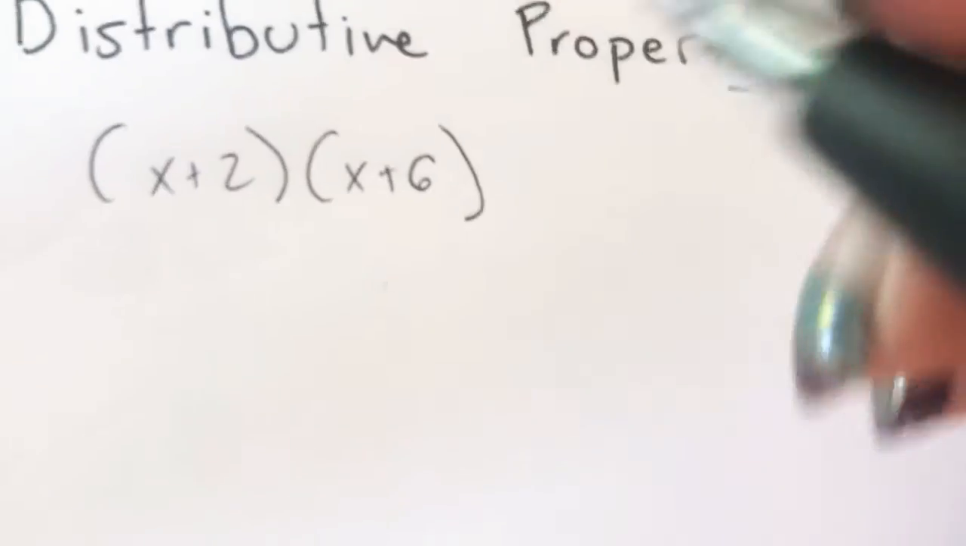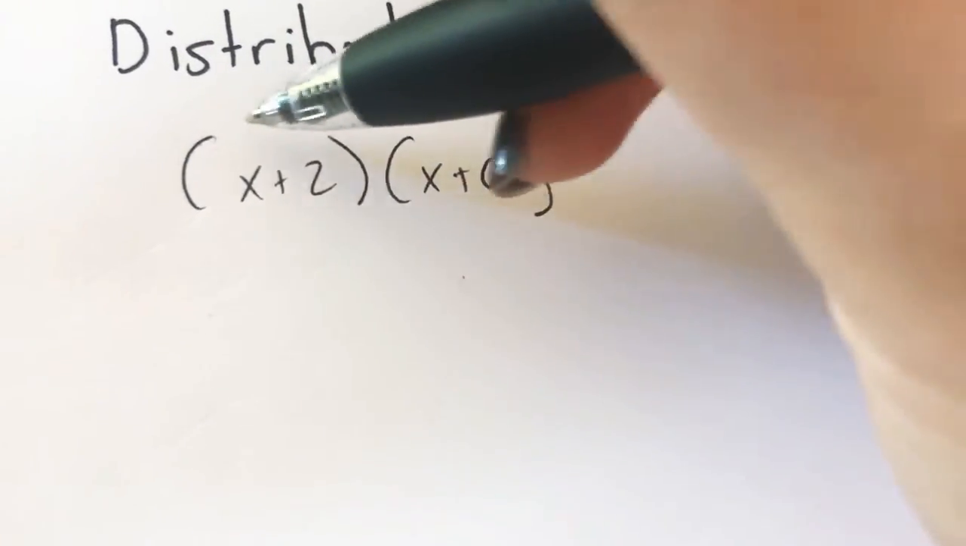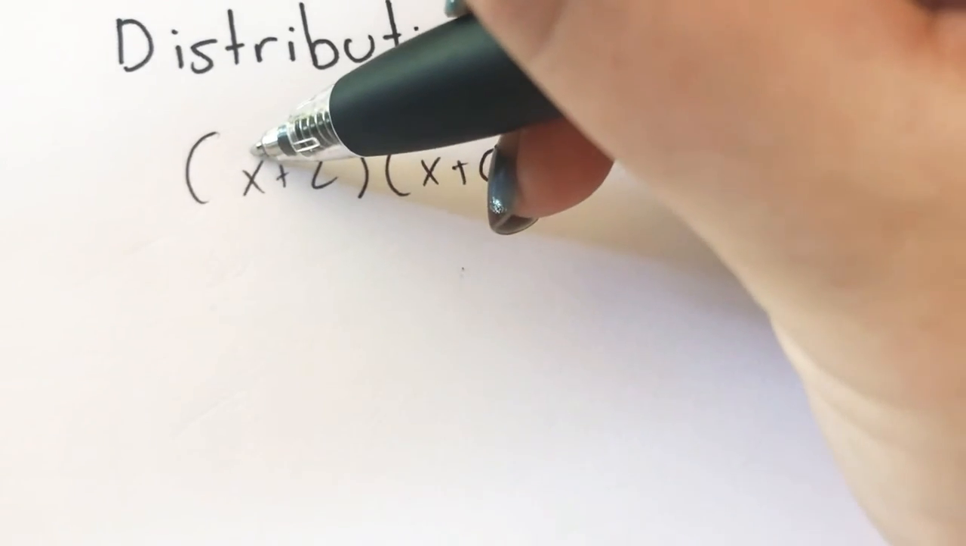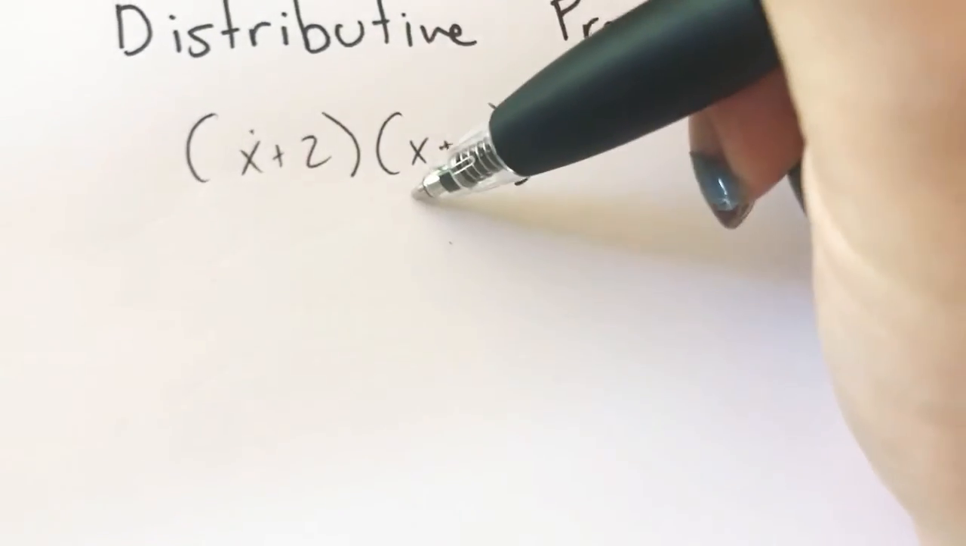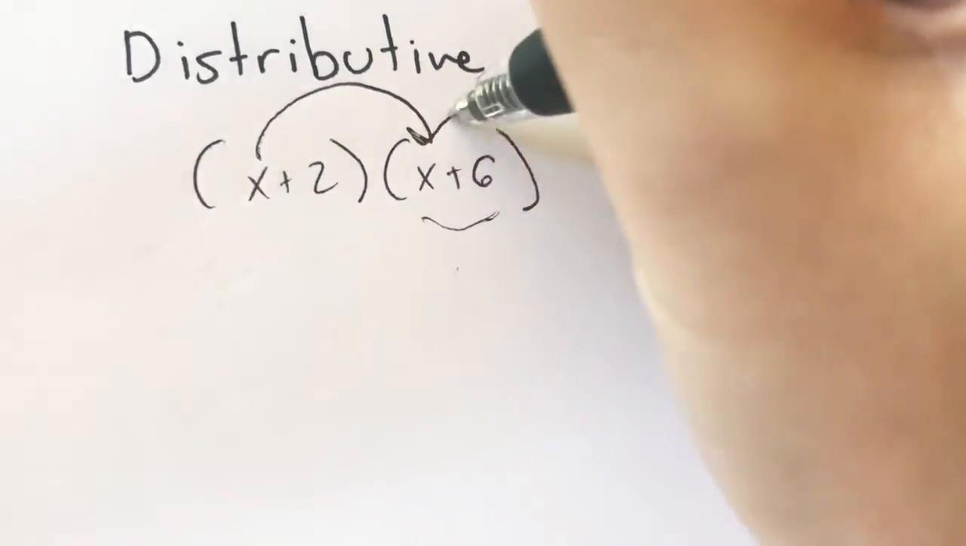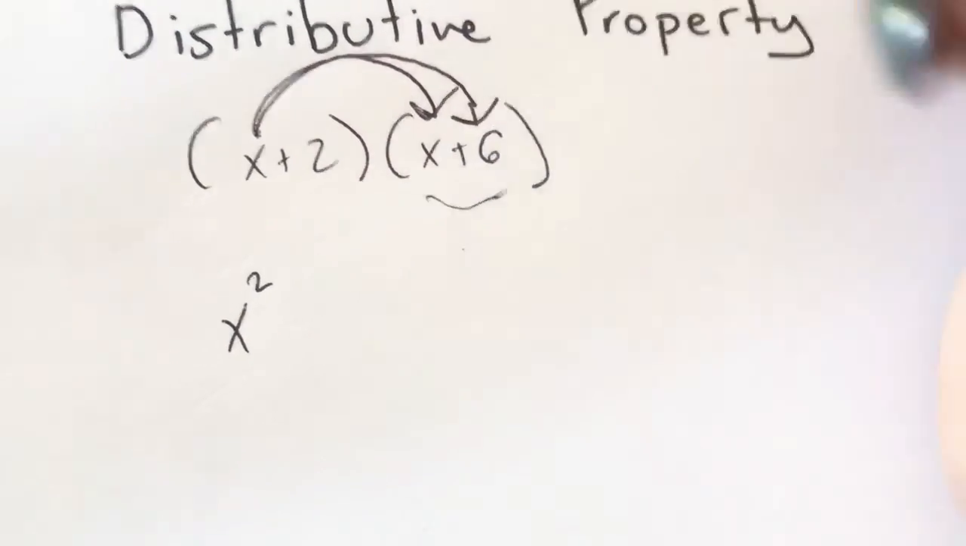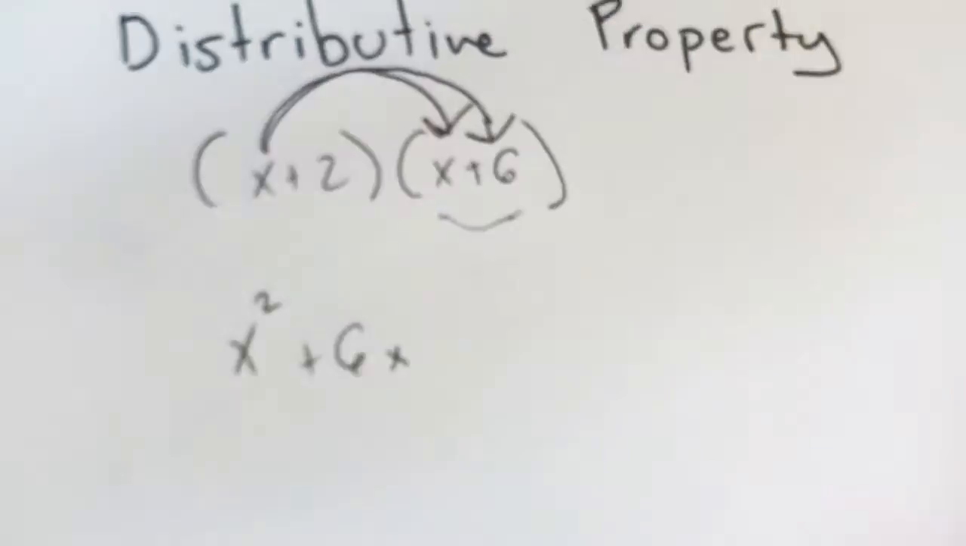If I'm using distributive property, I'm going to look at my outer term in the first factor. I'm going to multiply that by both of the terms in the second factor. So I'm going to have x times x, which is x squared. Then I'm going to do the same thing with the other value. So then I have x times 6, which is 6x.